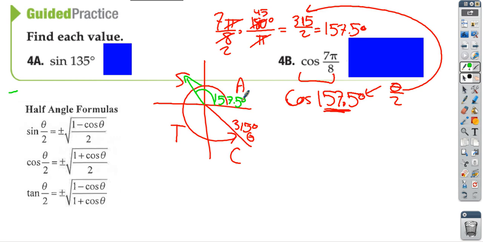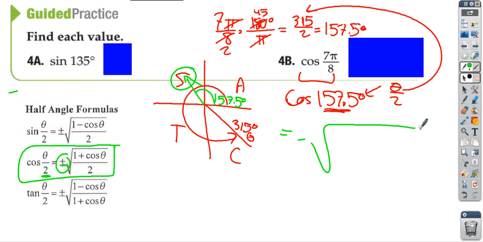So now we're being asked to find the cosine, so that means this formula right here. The plus or minus here is determined by where theta over 2 is, and theta over 2, we said, is in this quadrant. It's where sine is positive, but cosine is negative. So we're going to take the negative radical, and then our cosine formula is 1 plus cosine of theta. What is theta? We found it right here. Theta is 315 degrees. Okay.